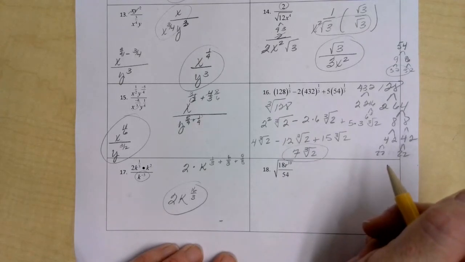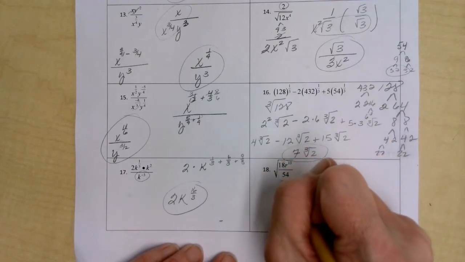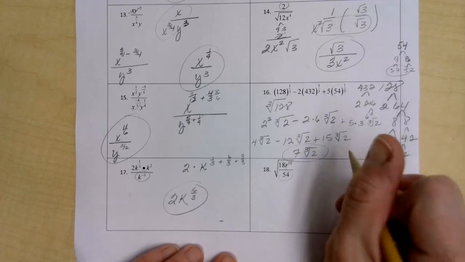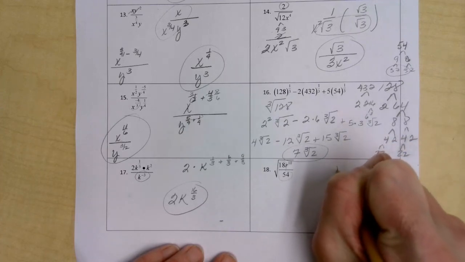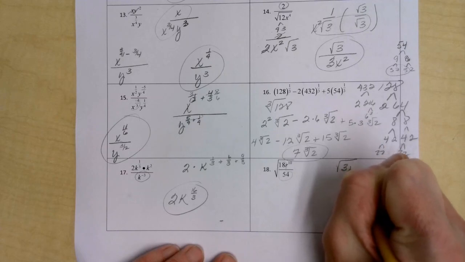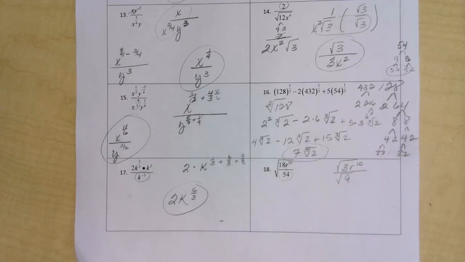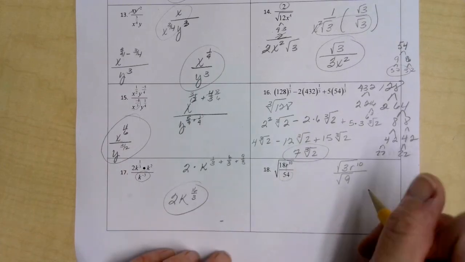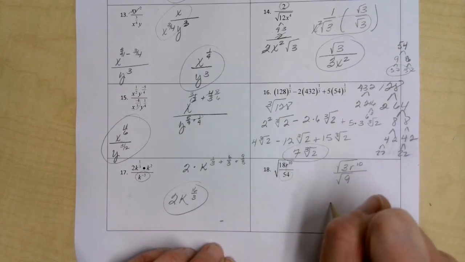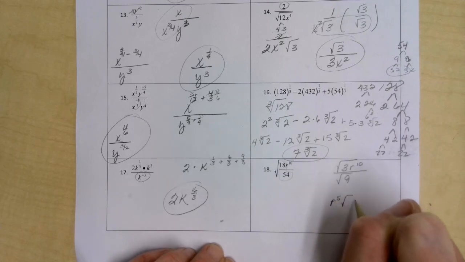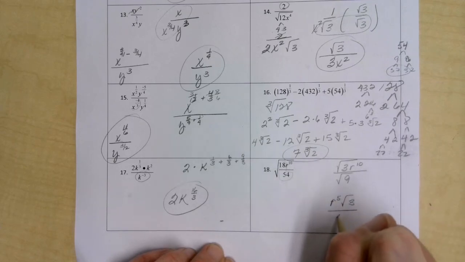Alright, so 18 and 54 both share a factor of 6, so I can call that the square root of 3r^10 over the square root of 9 once I factor that 6 out. So 5 of these r's are going to come out. My square root of 3 is still in, and then I have 3.